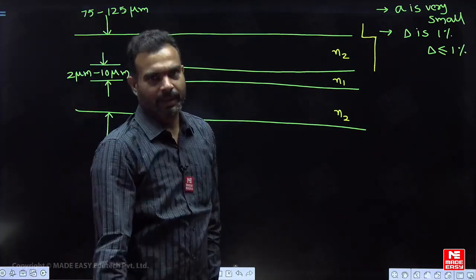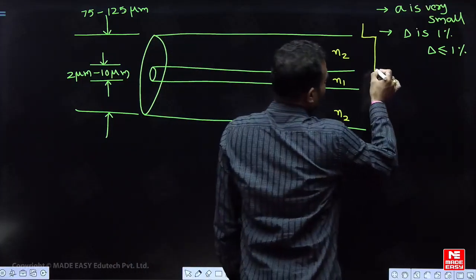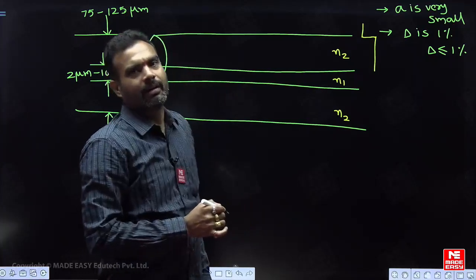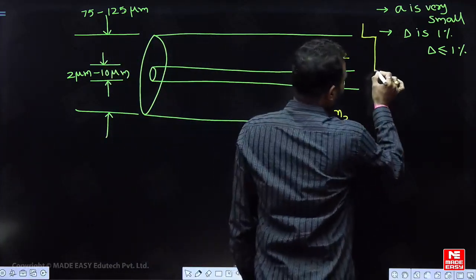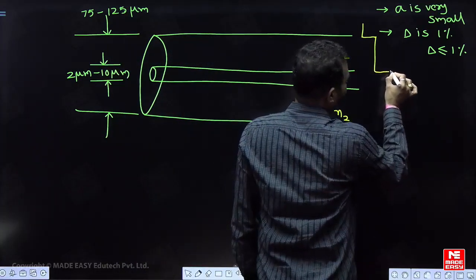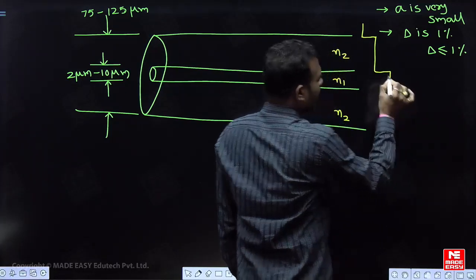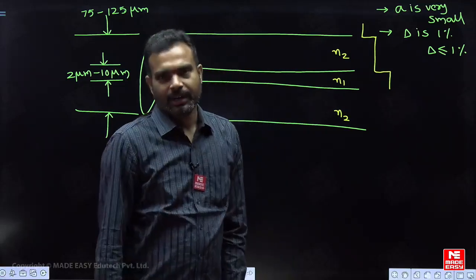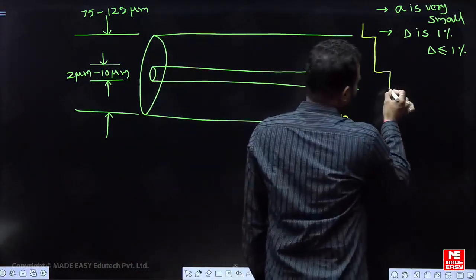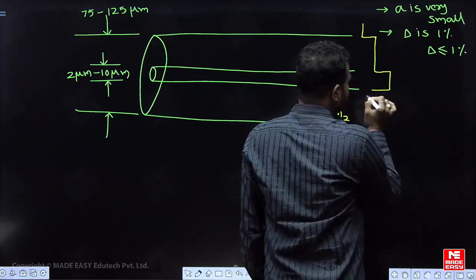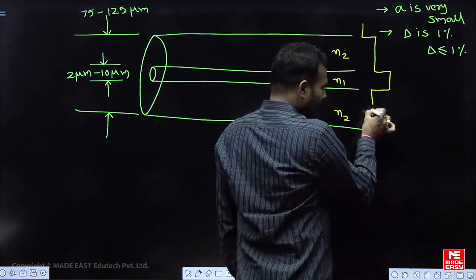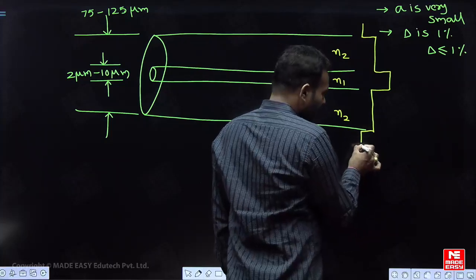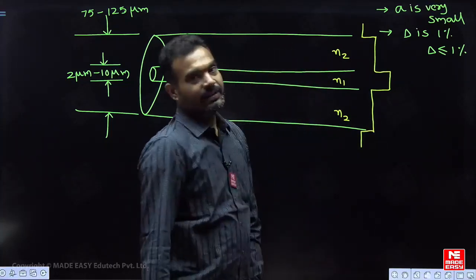Clear, right. See, next, n2 is now changing from n2 to n1. Which one is greater? n1 is greater. It increases and is maintained uniform throughout the length of the fiber, in the core. That is equal to n1. Now after that, it decreases from n1 to n2 and maintains uniform throughout the length of the fiber, and again decreases and maintains uniform throughout the length of the fiber. That is called a step-index profile.